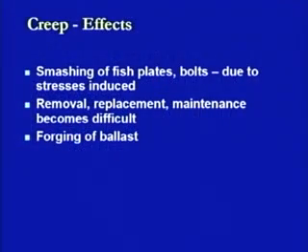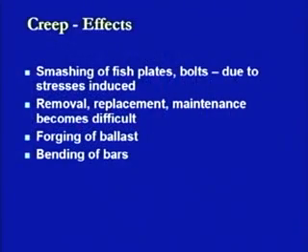Then there is a forging of ballast. Forging of ballast means that because there is some movement of the rail along with some movement of the sleepers, because the heavy creep is being induced, the ballast will start coming out and accumulating at one place. That is the forging of ballast. And then bending of bars is another effect of the creeps. Whatever bars have been provided to connect at certain locations will start bending because of the movement of the rail sections in the longitudinal direction.